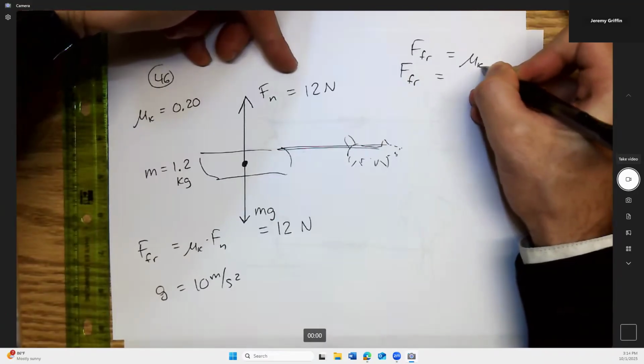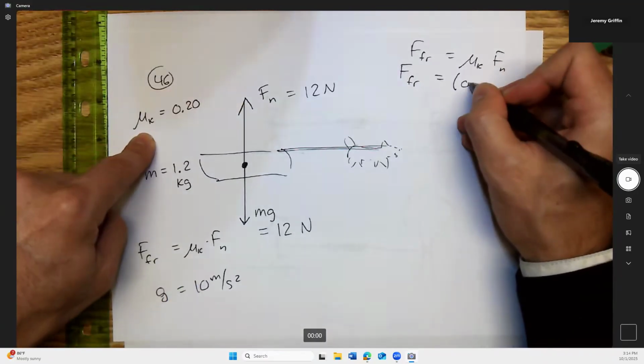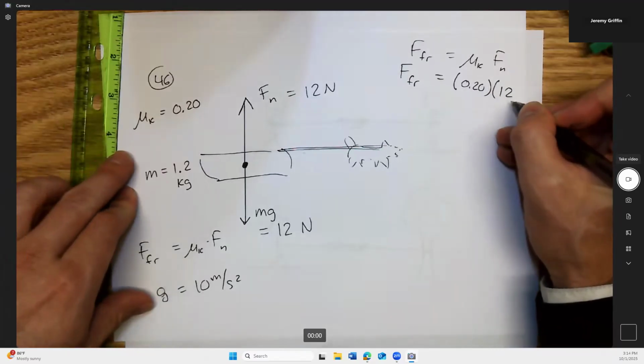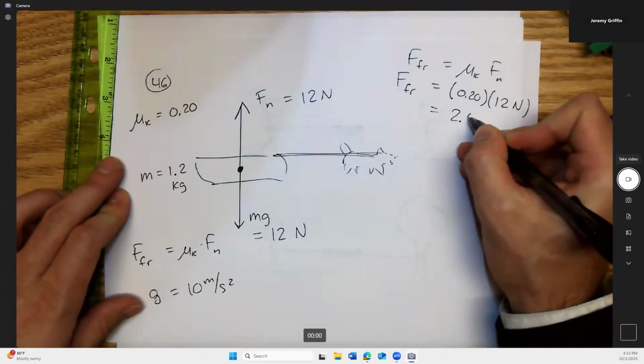Okay. Coefficient of friction times normal force. Where the coefficient of friction goes, I should put 0.2, or 1 over 5 if you like. Where the normal force goes, I should put 12 newtons. Right? Is that 2.4, I think? 2.4 newtons? Is that right?